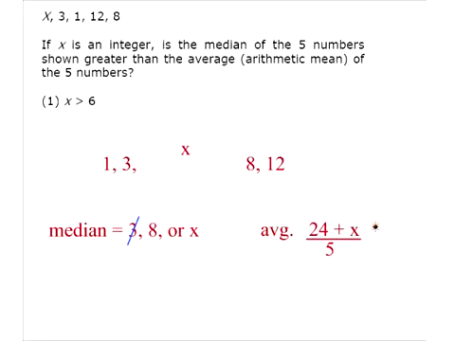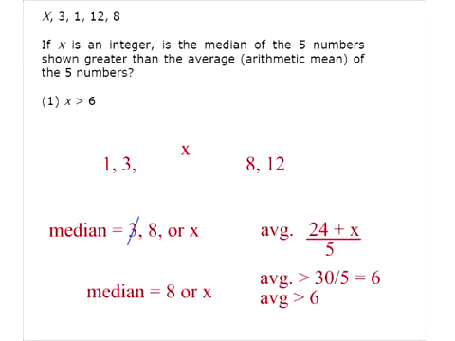All right, so we're saying it will not be 31 because x is greater than 6 and not greater than or equal to. So because it's greater than 6, we know for sure that our average is going to be greater than 30 divided by 5, i.e. greater than 6. So great, we know our average is greater than 6, and we know that our median is either 8 or x. From those two facts, can I tell whether or not the average is greater or not than the median?